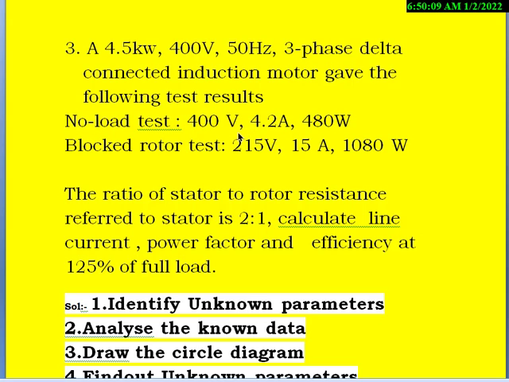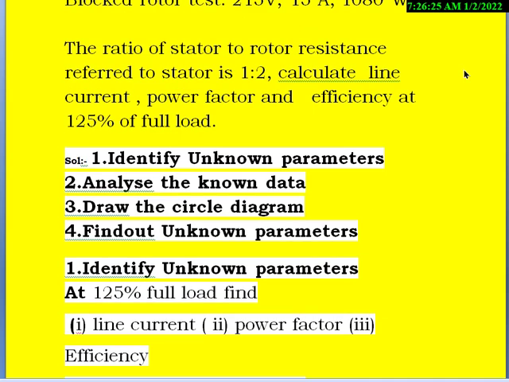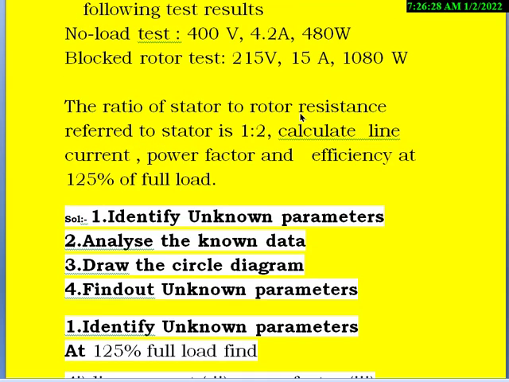No load test: 400 volts, 4.2 amperes, 480 watts. Blocked rotor test: 215 volts, 15 amperes, 1080 watts. The ratio of stator to rotor resistance referred to the stator is 1:2. Calculate the line current, power factor and efficiency at 125% of full load.